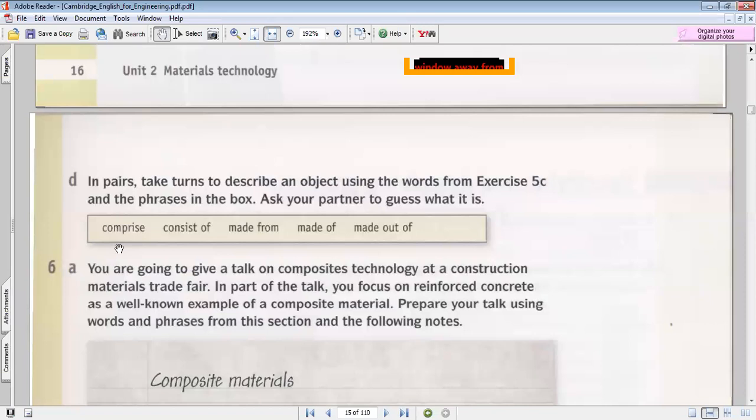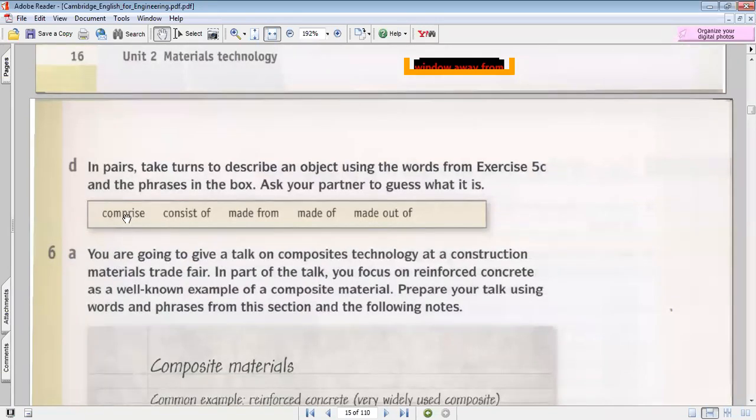the books. These are the phrases, comprise. You know comprise? The meaning of comprise? It is to be made of. Comprise, to be made of. Yes, thank you. Comprise what? To be made of.